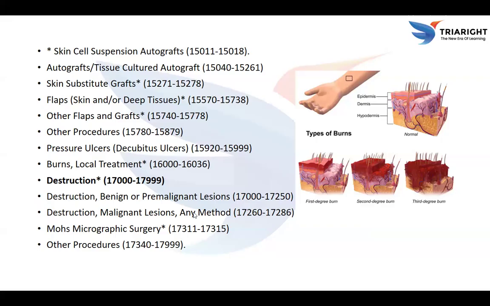Next is destruction, code 17,000 to 17,999. Destruction means destroying abnormal tissue without cutting it out. Methods include cryotherapy, nothing but freezing, electrocautery, laser and chemical destruction. Examples treated are warts, actinic keratosis and skin lesions.